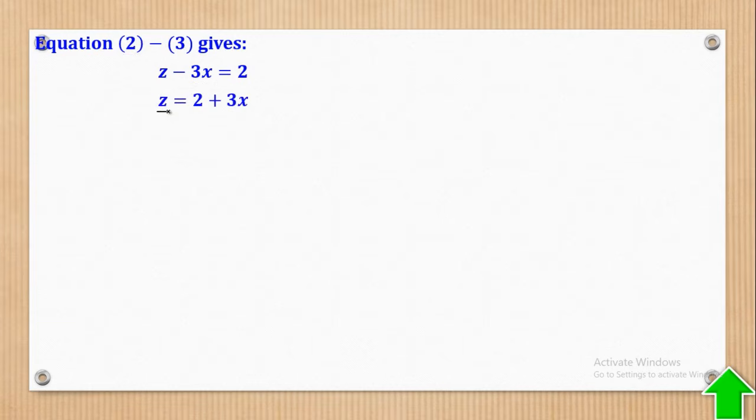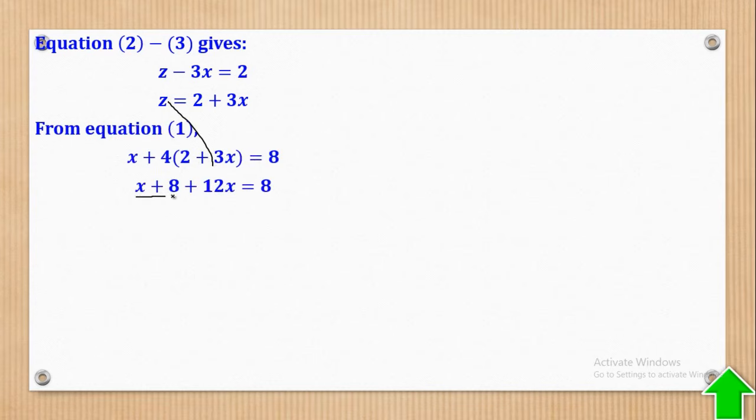Therefore, when I make z the subject, z will be equal to 2 plus 3x. Bring this 3x this side. Then now from equation 1, I'll come and substitute for z. I'll be able to get an equation with only x as the only unknown. So collecting like terms, I'll be able to get the value of x as 0.